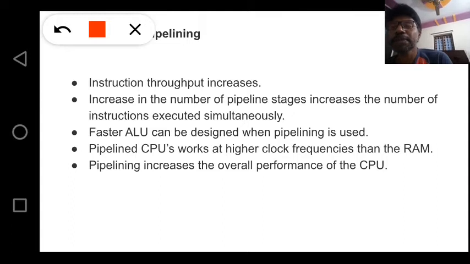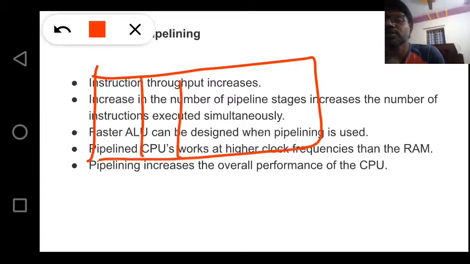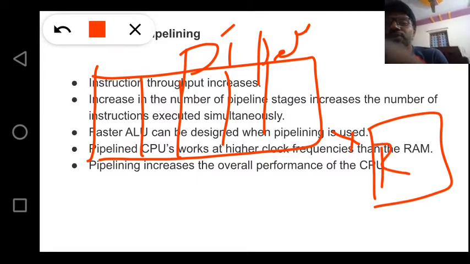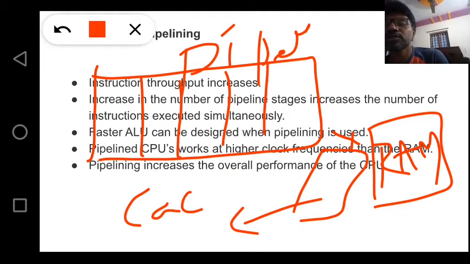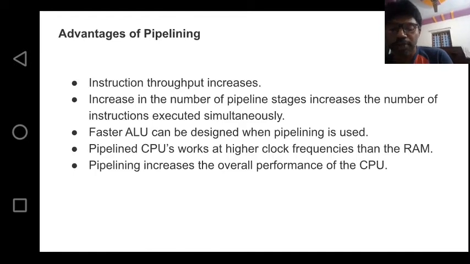Next, pipelined CPUs work at higher clock frequencies than the RAM. That means if I have a processor with pipelining, its speed is very high when you compare it with RAM. By this way, it gives a provision to use cache memory. This is one of the biggest advantages. And the next point is that pipelining increases the overall performance of the CPU.